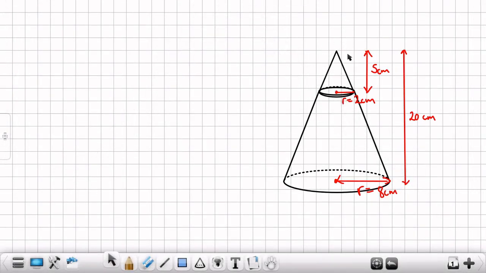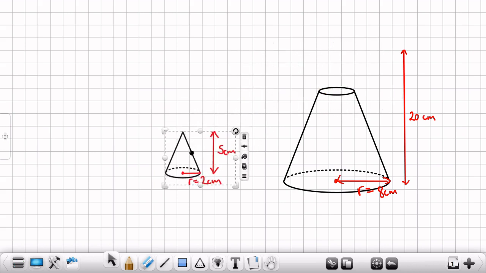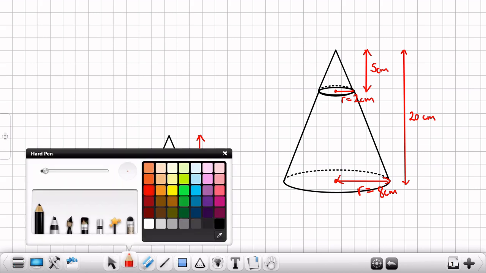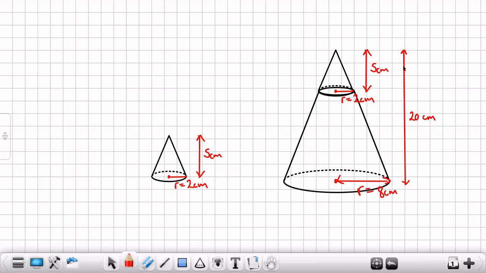Now what I'm going to do is take this a little bit further. This is a topic I covered in a previous video to do with similar shapes. If I just show you this, if I just take this off for now. These two shapes, the small cone and the large cone, are similar. All right, the linear scale factor, if you look at this, the large cone has got a height of 20, the small cone has got a height of 5. 20 divided by 5 gives you 4. That is the linear scale factor.